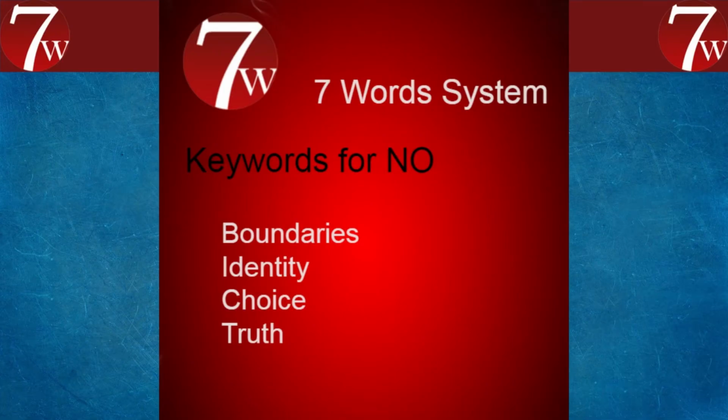The 7-word system can be applied to anything. And today we're looking at the question of how to write a story, a novel, using the 7-word system. And the first word in the system is no.